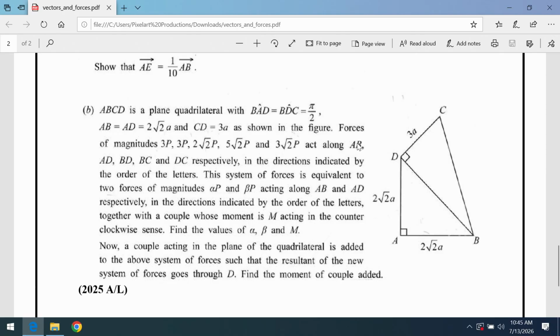Now they have given us that this system of forces, these 5 forces, is equivalent to these particular forces, and they are talking about an equivalent system, right?